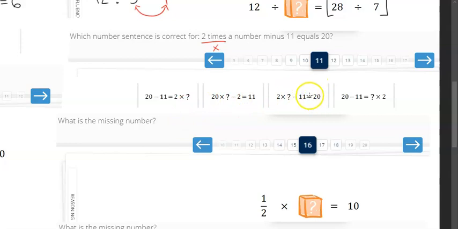Well, the only one that equals 20 is this one here. And just to double check, let's see the first part. 2 times a number, and remember we don't know what this number is, minus 11, yep, there's a minus 11, is equal to 20. Hey, this must be the answer.